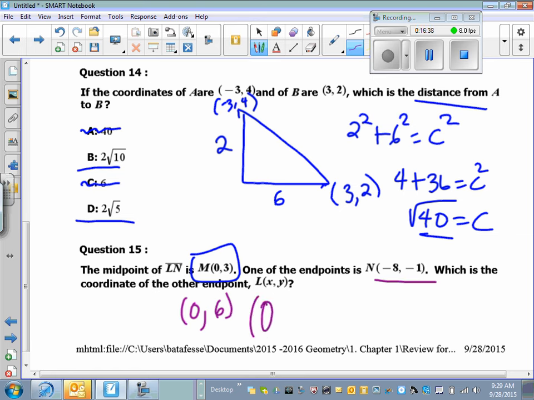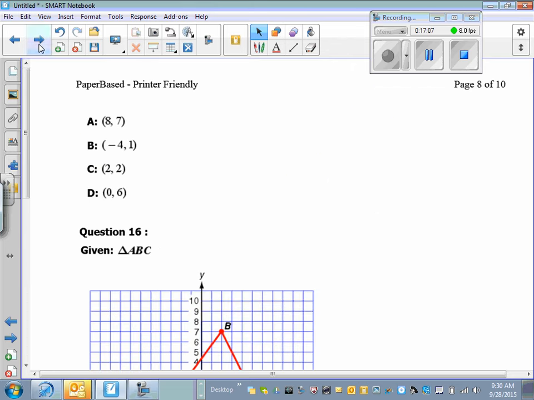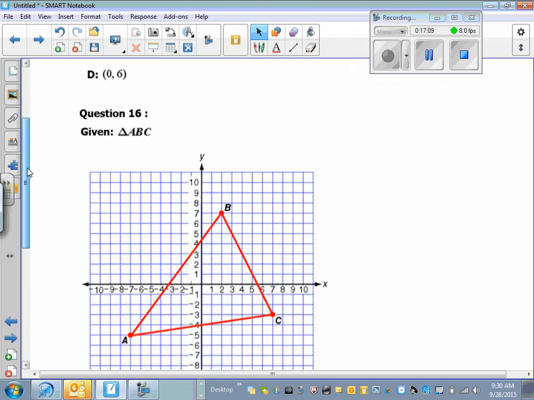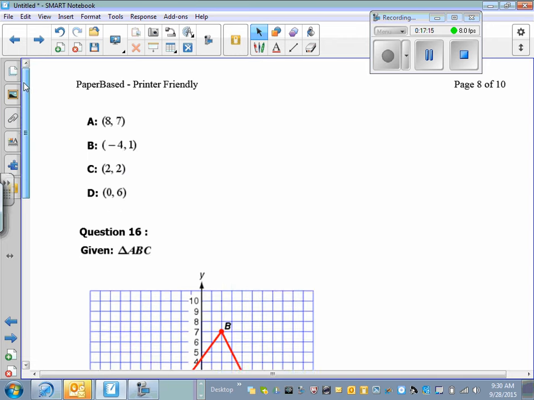So what I will do is 0 minus the negative 8. So be careful about this double negative. That's going to be my x coordinate. Then for the y, 6 minus negative 1. So I'll do 6 minus negative 1. Okay, so this would end up being plus, which gives you 8. And this ends up being plus, which gives you 7. So that's the one you guys have to pick. All right, so that's the answer. So that was 15, right? Yeah, that was 15.